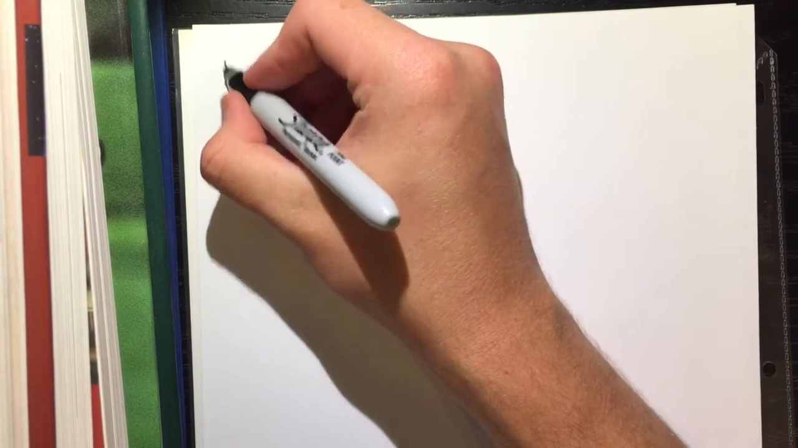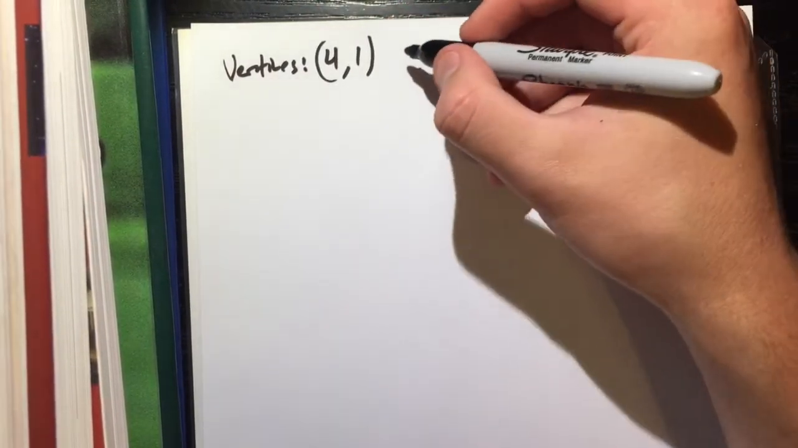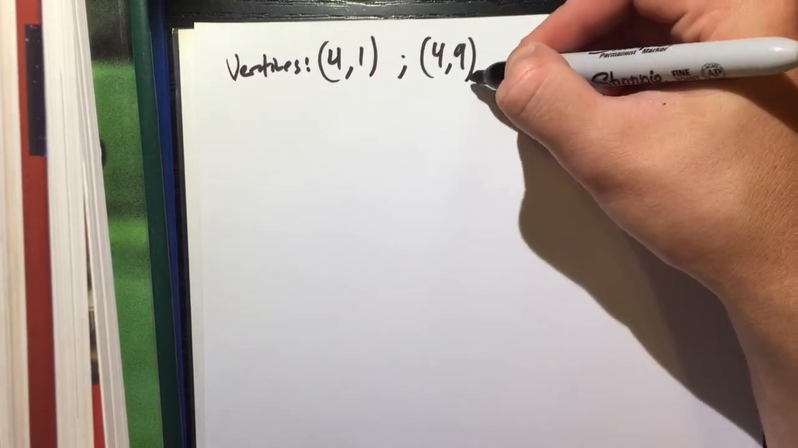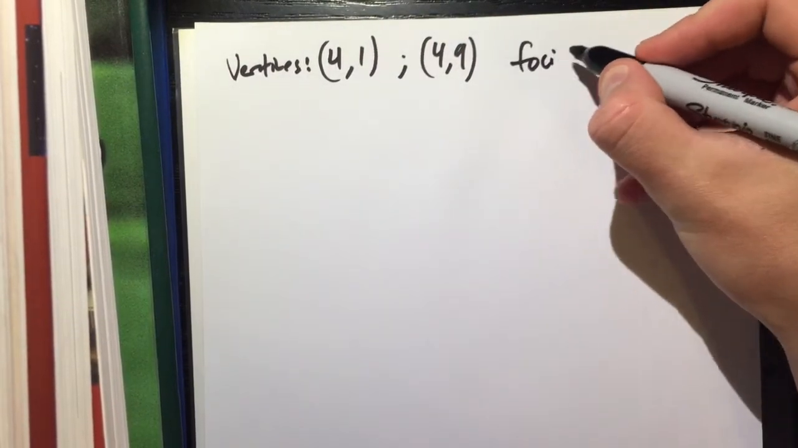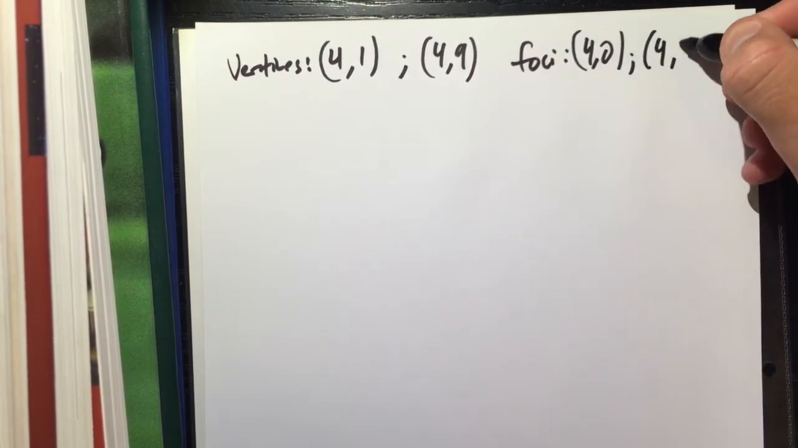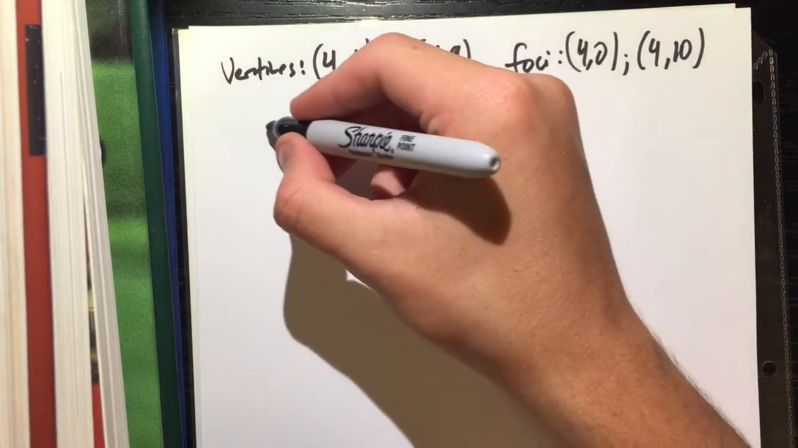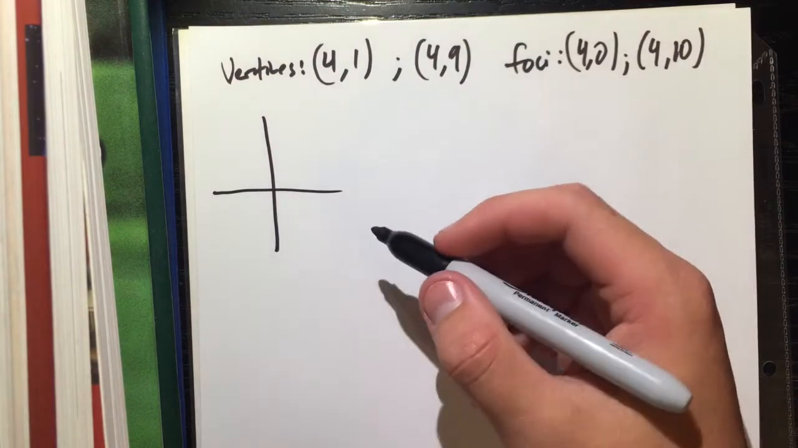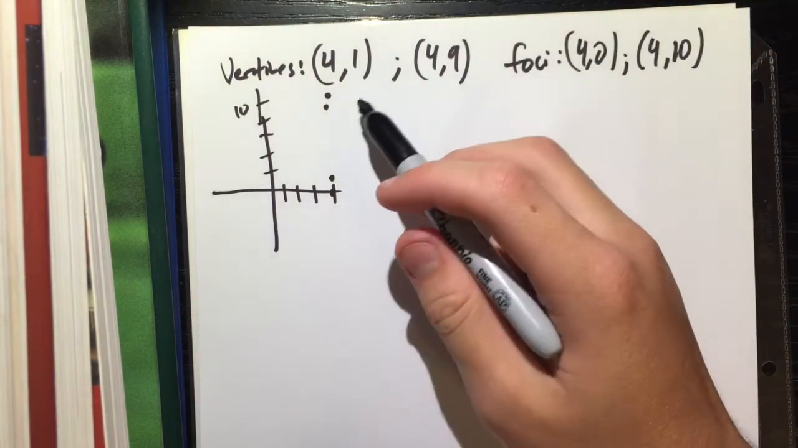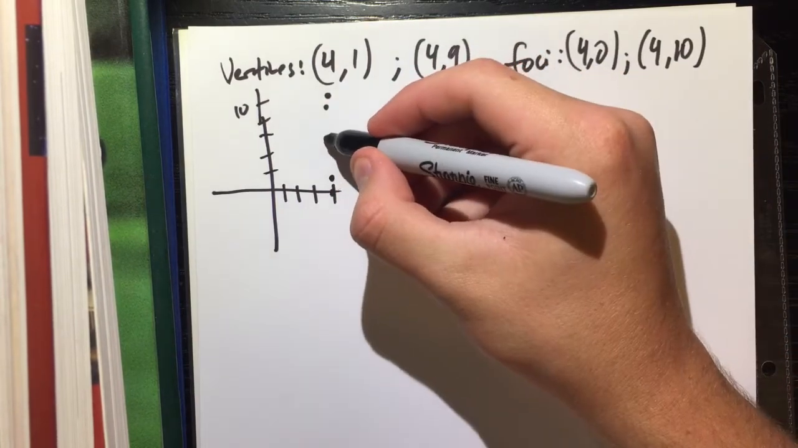The last example of a question is where they give you certain parts of the graph and you have to find out the equation. So if they tell you that your vertices are 4, 1 and 4, 9, but they also tell you that your foci are 4, 0 and 4, 10. Because they're asking for the equation, I don't have to be super accurate with my graph. So I'm just going to draw a rough sketch and place my points. From plotting my points, I know that the vertices are at 4, 1 and 4, 9. So the center of these 2 points has to be in the middle. So we know that the center is 4, 5.